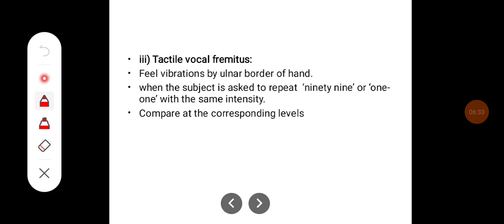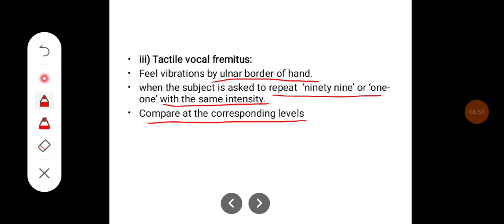Then tactile vocal fremitus. Here, feel the vibration with the ulnar border of the hand when the subject is asked to repeat 99 or 11 with the same intensity, and compare the intensity at the corresponding levels.